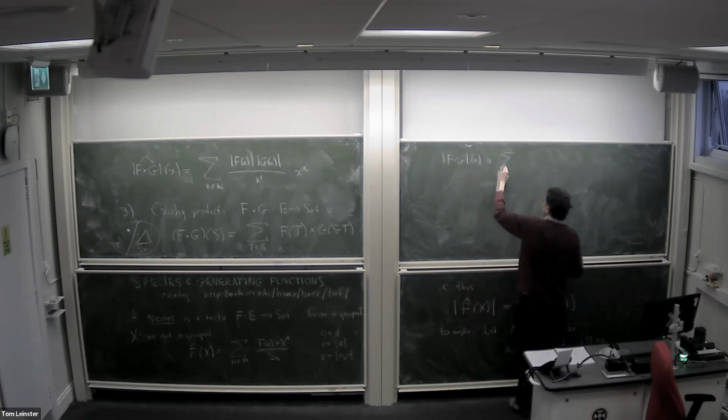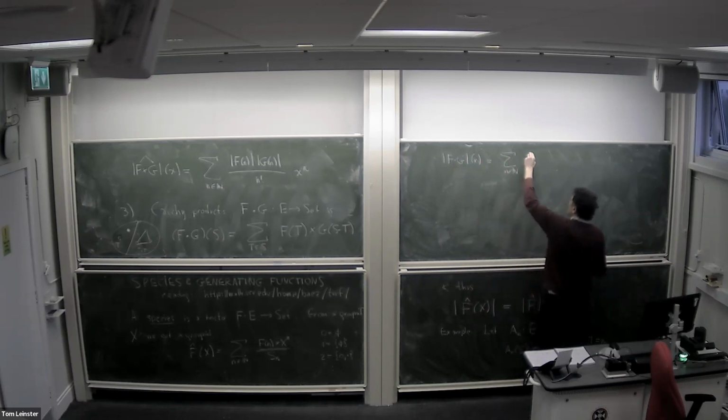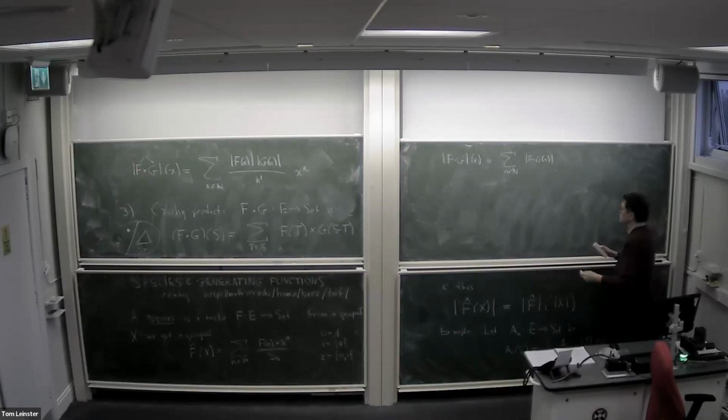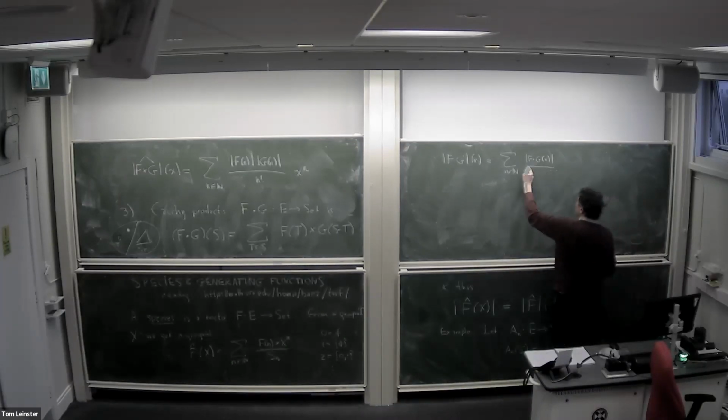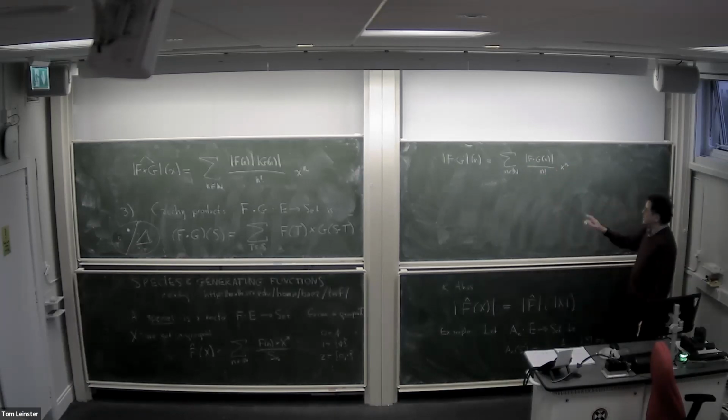So it's the sum over natural numbers n of the cardinality of the set of f dot g structures on n, divided by n factorial, times x to the n. That's by definition of generating function.